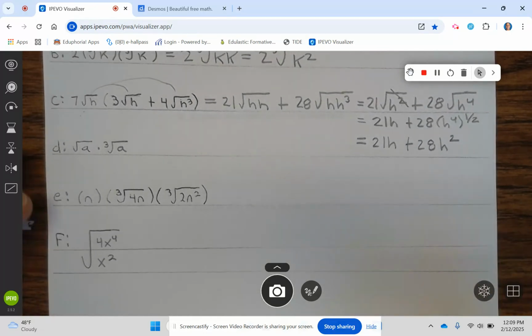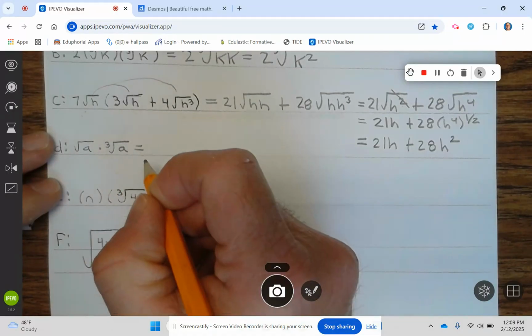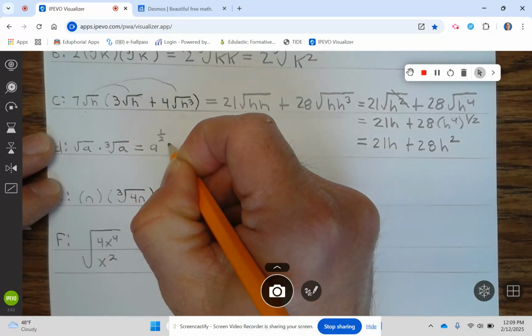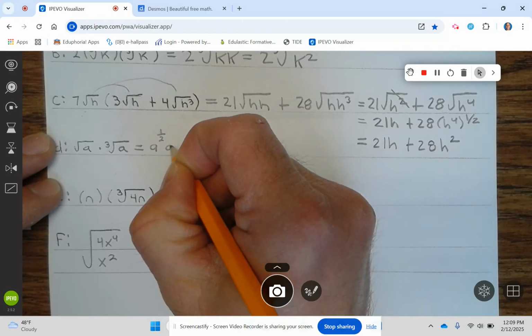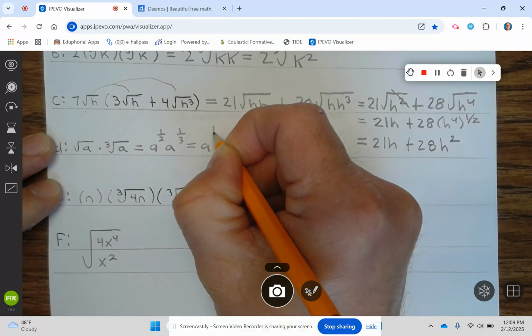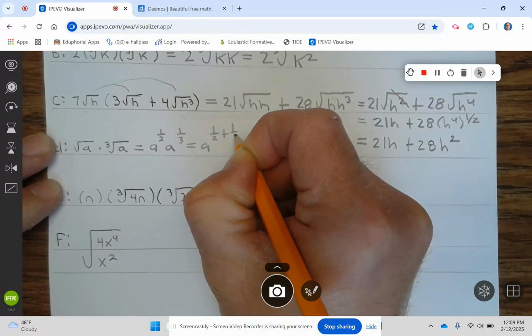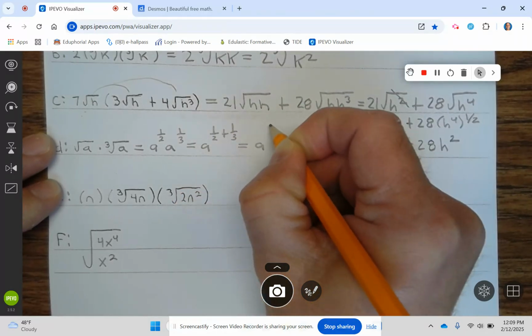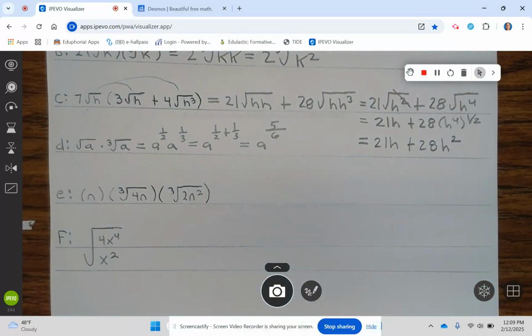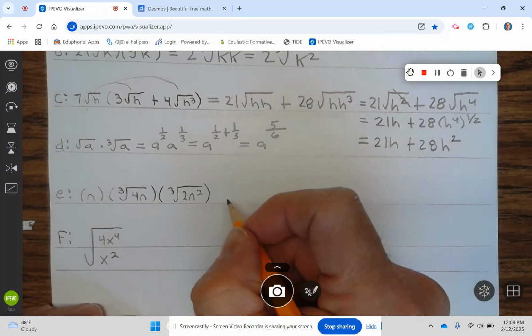Alright, let's take a look at D. So this is a to the 1/2 times a to the 1/3, which equals a to the 1/2 plus 1/3 equals a to the 5 divided by 6. Okay, let's take a look at E.